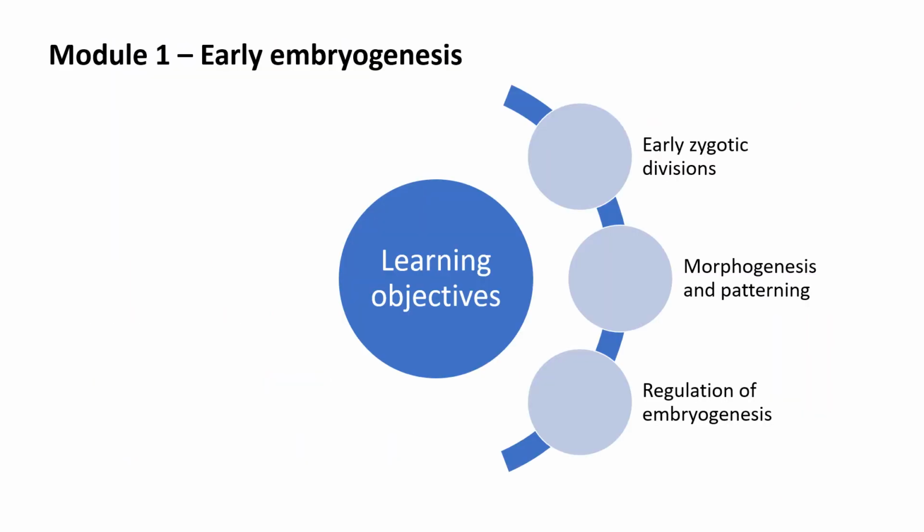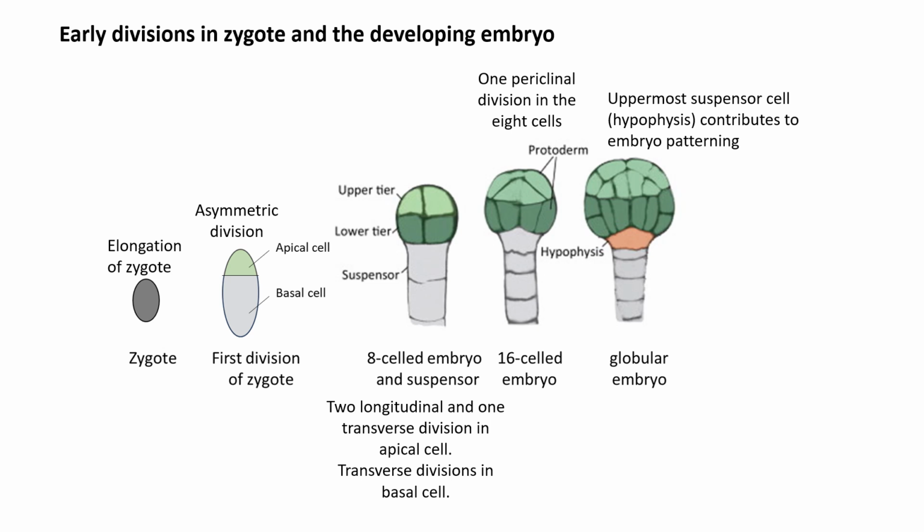Let us start then. In this module, we shall study the development of a zygote to give rise to an embryo in which the pattern of growth and morphogenesis of the vegetative plant is laid out. The learning objectives of this module are early zygotic divisions, morphogenesis and patterning, and how this process of embryogenesis is regulated. The zygote which is formed first shows elongation along the apical basal axis.